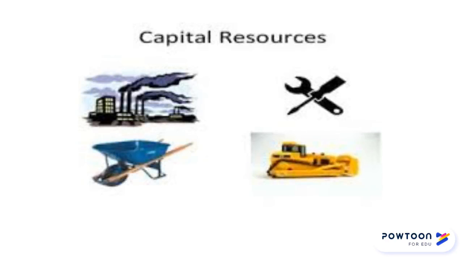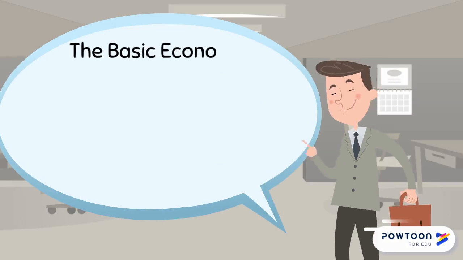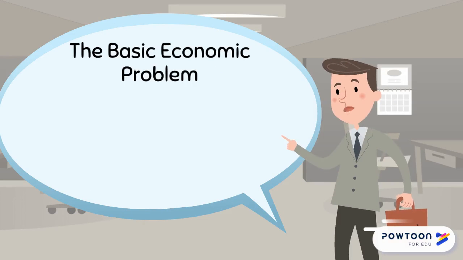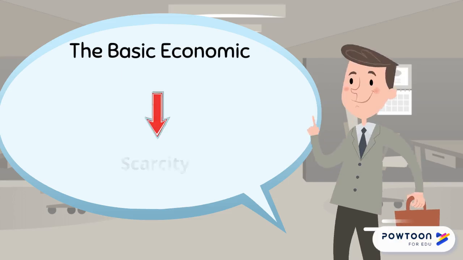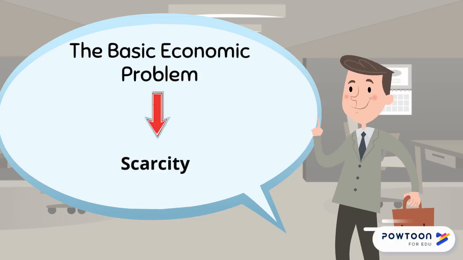The products and money used in the production of goods and services are capital resources. Capital resources include buildings, equipment, and supplies. Individuals and businesses have unlimited wants and needs. However, the economic resources that can be used to meet their needs are limited. The mismatch of unlimited wants and needs and limited economic resources is known as the basic economic problem. Basic economic problem results from scarcity. Scarcity means not having enough resources to satisfy every need.